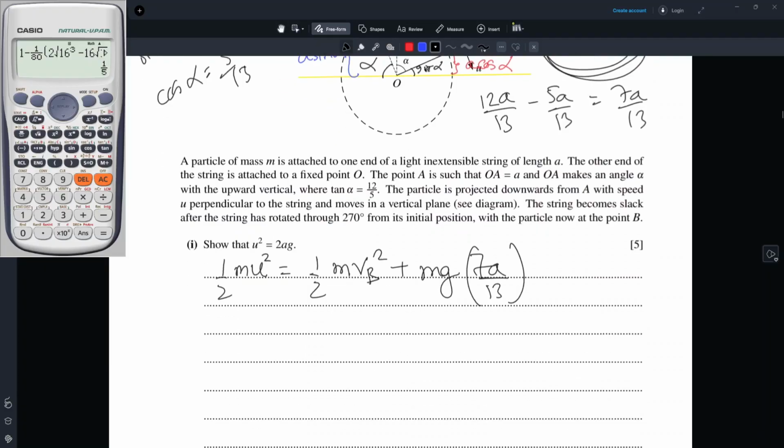So we need an expression for v squared because I want to use that in the next part. We have half m u squared equals half m v squared plus 7mga by 13. Okay, we can cancel the m's out because we don't need them in the second line. We will need them in the first line, otherwise they're going to cost a mark. So we have u squared minus 14ag by 13.